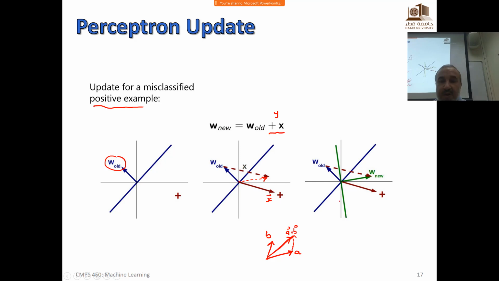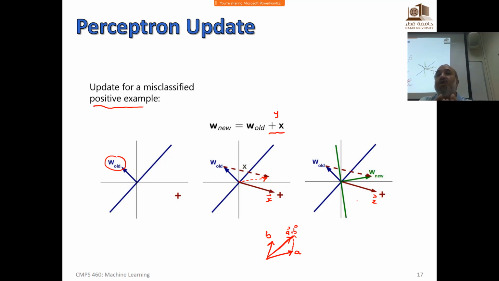Okay? If you look now at that point, it was predicted as negative here, right? What will happen after we add X? Now it's positive, right? Because now W changed a lot. Now W and X are on the same side, so it will be positive.